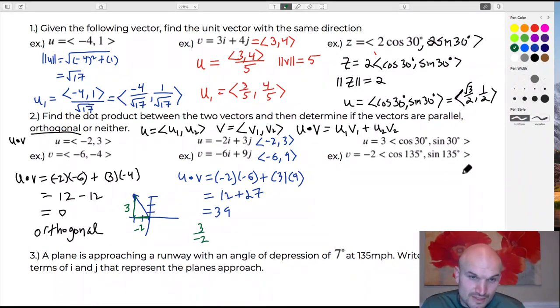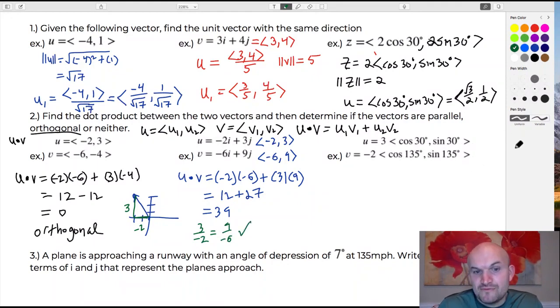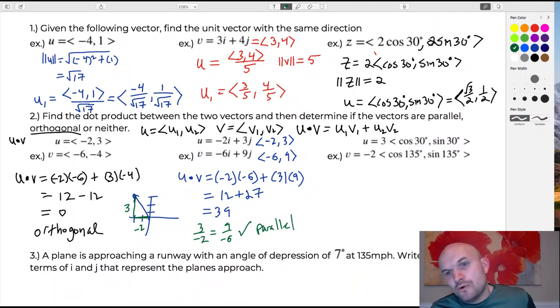So if I'm comparing 3 over -2, I want to make sure, is that equal to 9 over -6? And obviously, if you just reduce that, you can see that they are the same. So therefore, these are parallel lines. Since they have the same slope, they're going to be parallel. So hopefully maybe you can make the determination that, hey, I bet this last example is going to be neither, which again is the case.